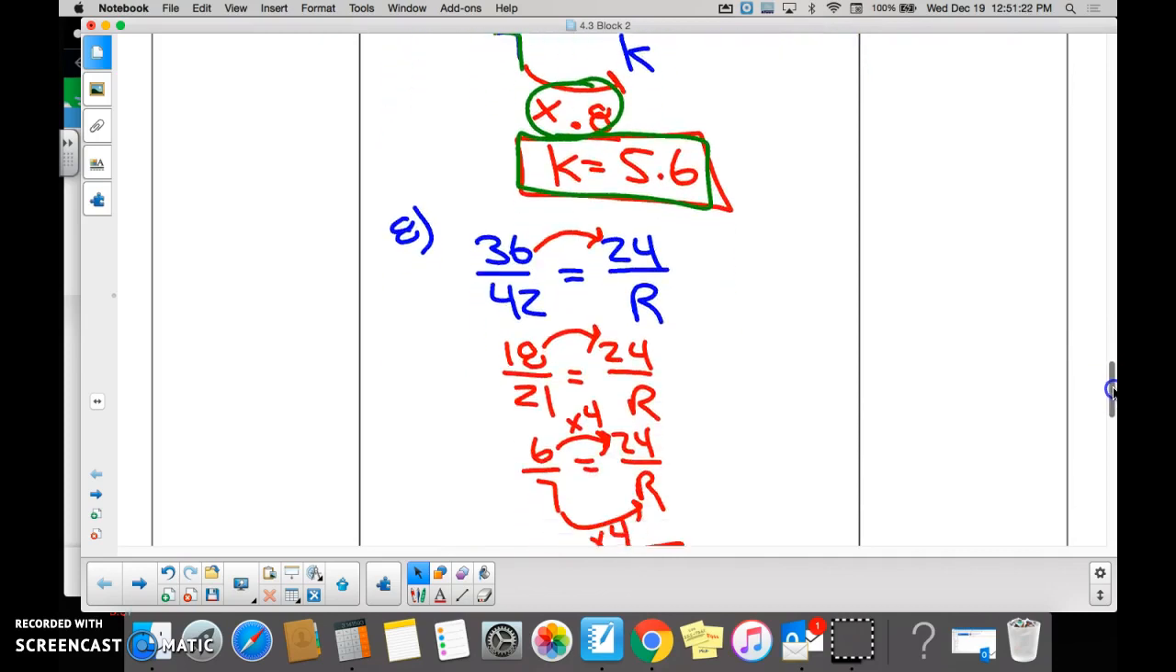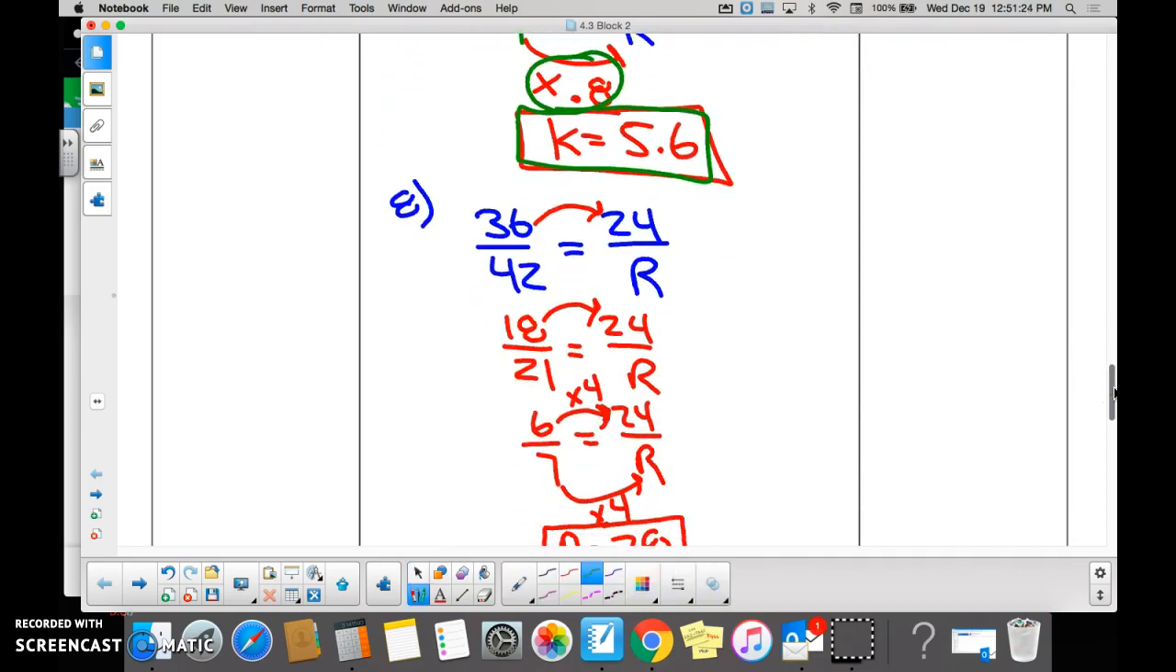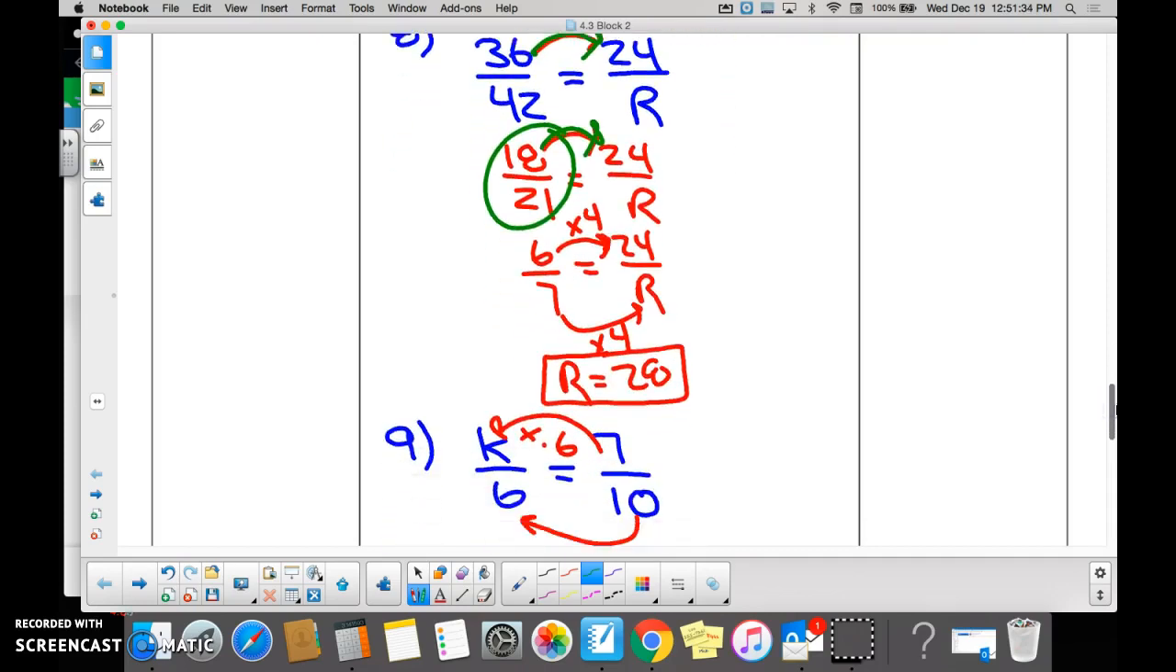Okay, I'm going to try to speed this up a little bit. Number 8, 36 to 24. Are they friendly? No. So what do we do? We reduce. Is 18 to 24 friendly? No. So what do we keep doing? So we got 6 and 24. Are they friendly? Awesome.